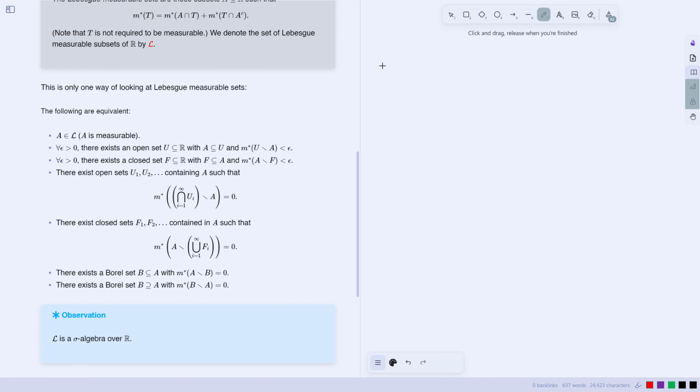Take, for example, we want to prove, or want to show, that the closed unit interval is Lebesgue measurable. And we're going to use this definition right here.